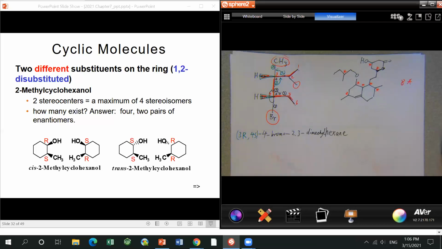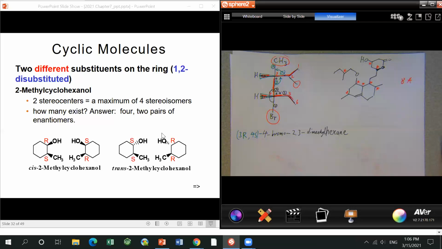So now we continue with chapter 7. Again, if you have any questions, just type in the chat window. Last time we started talking about cyclic alkanes. First we talked about the 2 chiral centers with 2 different attachments, so 2 different substituent groups on the ring. In this case there are a total of 4 stereoisomers, and 2 pairs of enantiomers: the 2 cis, RS and SR, a pair of enantiomers, and 2 trans, SS and RR, a pair of enantiomers.